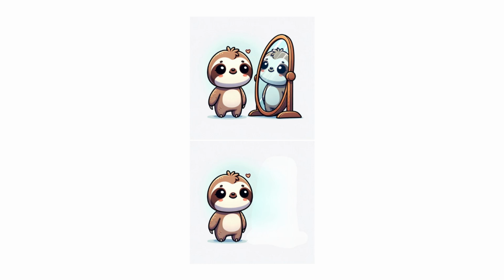Can you spot the difference here? What's happened to the picture? That's right, the mirror. The mirror's gone.